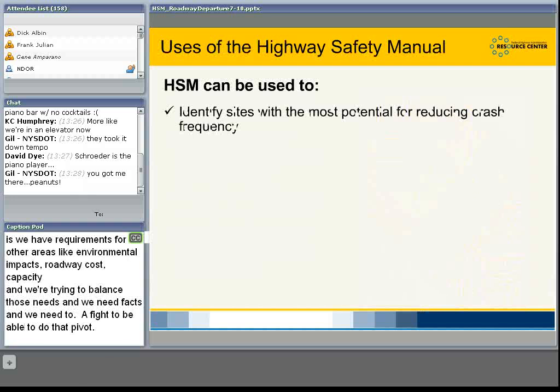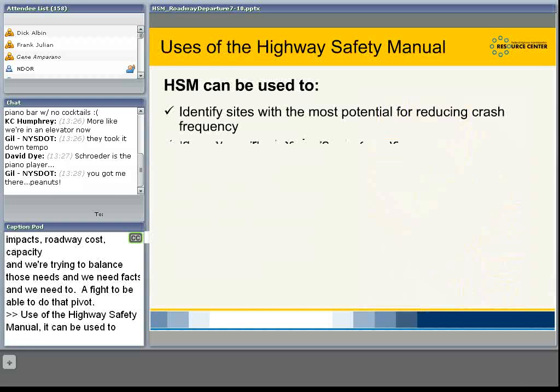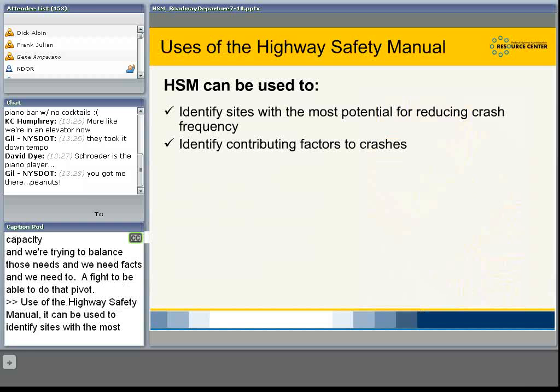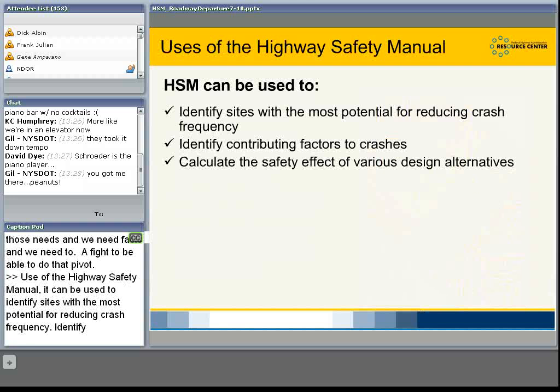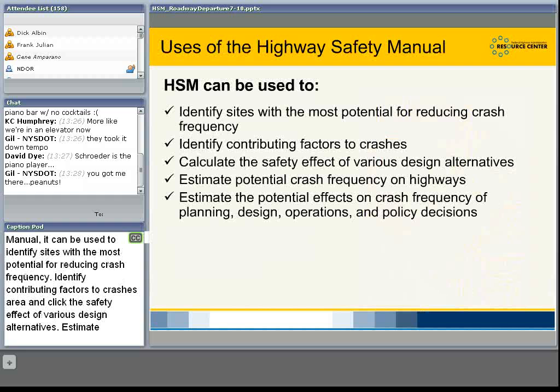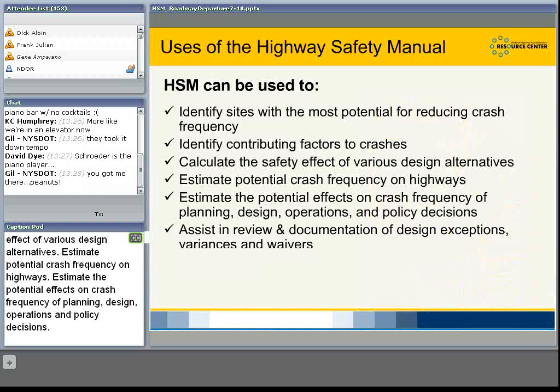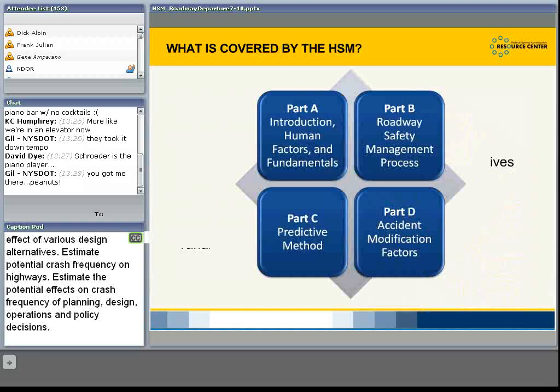Okay, uses of the Highway Safety Manual. The Highway Safety Manual can be used to identify sites with the most potential for reducing crash frequency, identify contributing factors to crashes, calculate the safety effects of various design alternatives, estimate potential crash frequency on highways, estimate potential effects on crash frequency of planning, design, operations, and policy decisions, and assist in review and documentation of design exceptions, variances, and waivers.